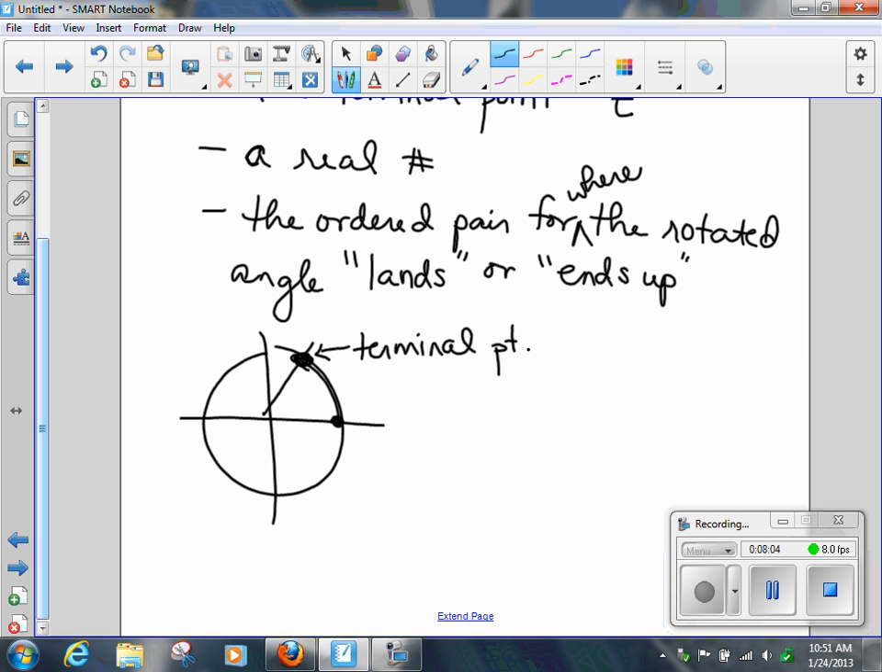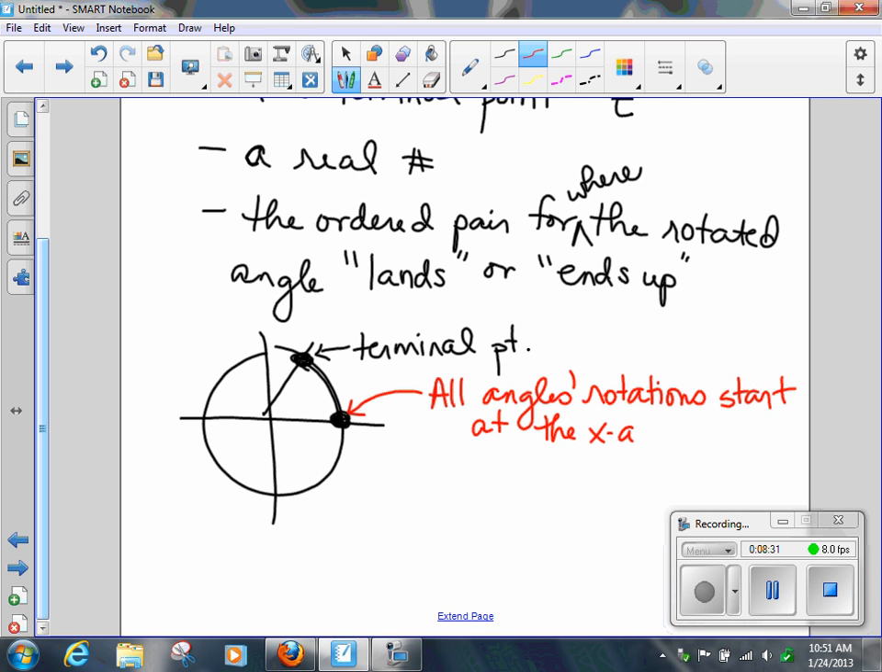Okay? Now, folks, all angles, all rotations start at the x-axis. You need to know that. You need to be writing this down, not just looking. All angles, rotations start at the x-axis, and it ends up being on the positive side of the x-axis.